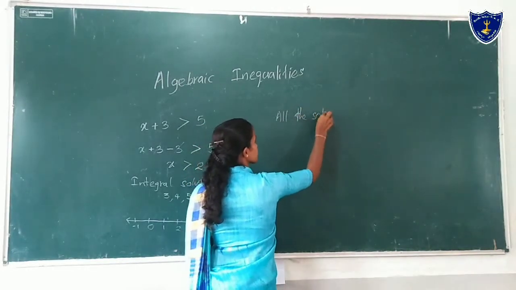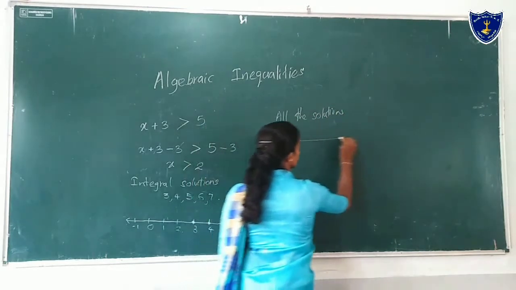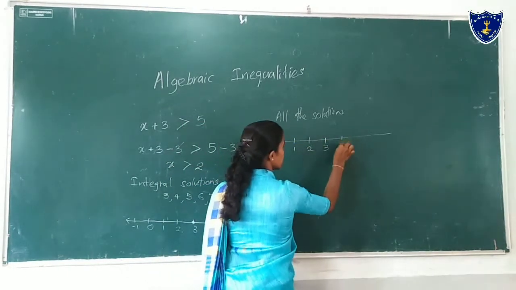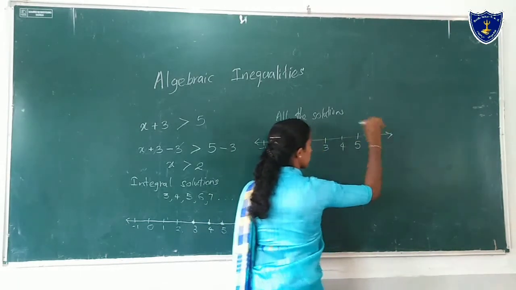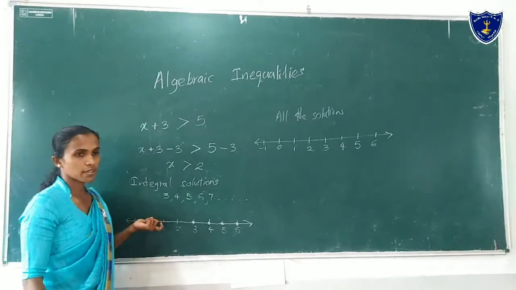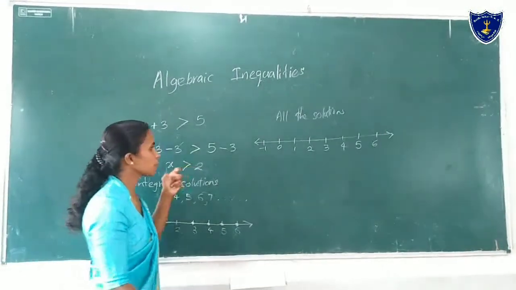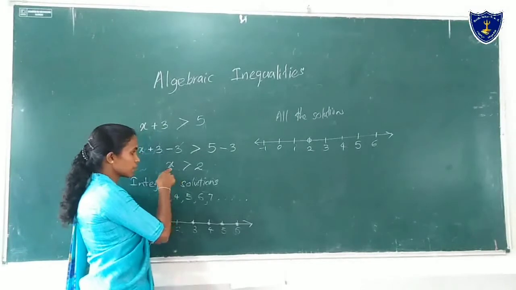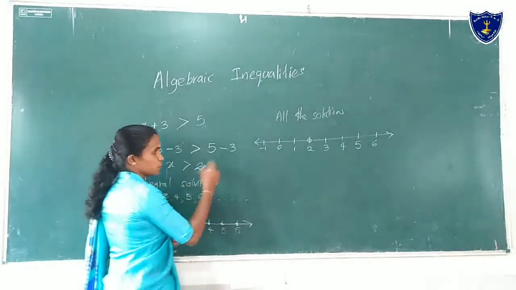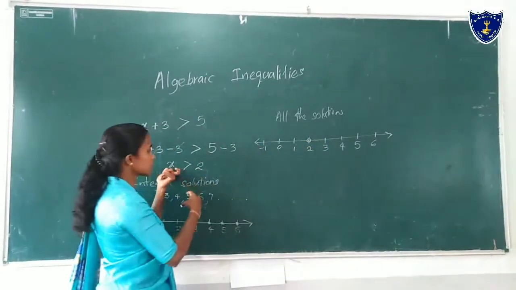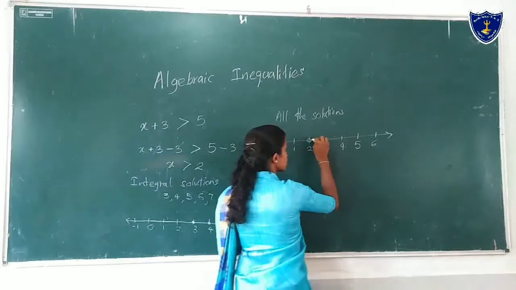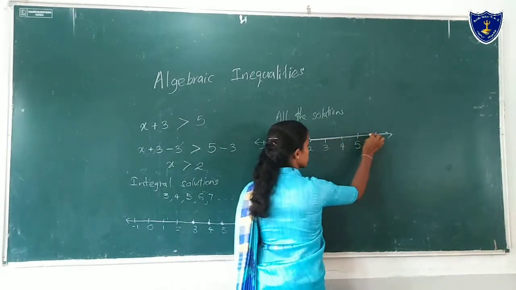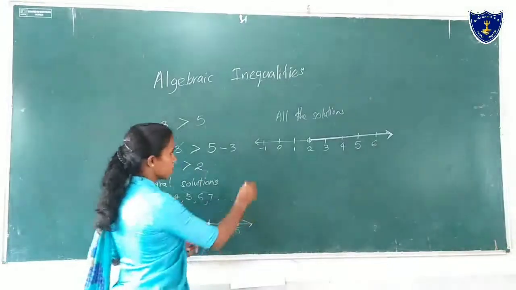All the solutions. Negative 1, 0, 1, 2, 3, 4, 5, 6. How do we represent all the solutions on this number line? x should be greater than 2. So, first mark 2 on the number line, but don't shade the dot because x is not equal to 2. Since x is greater than 2, you have to take all the solutions, and mark them like this. Okay, let's see another example.